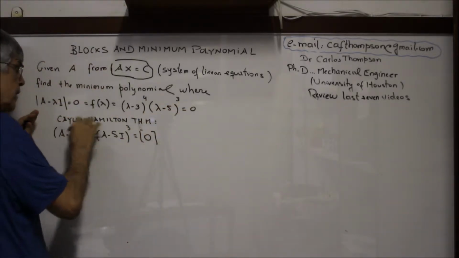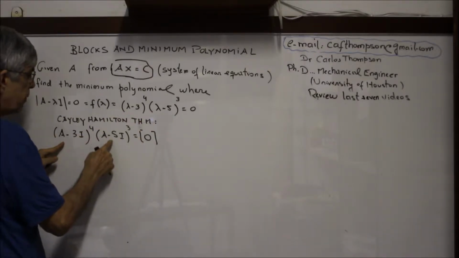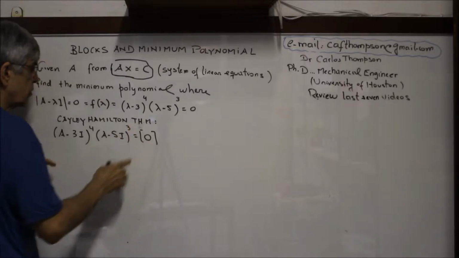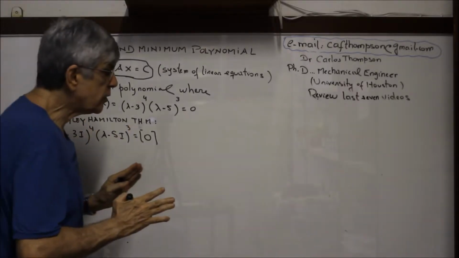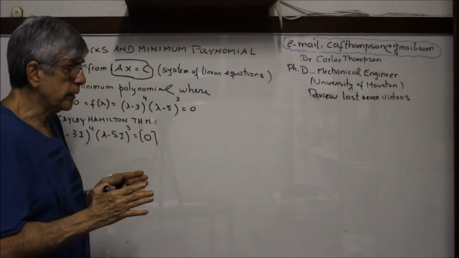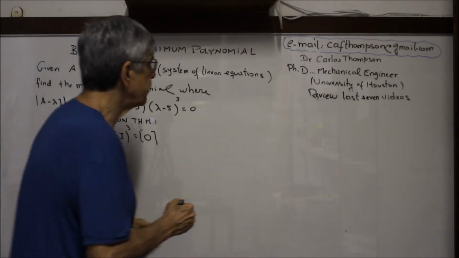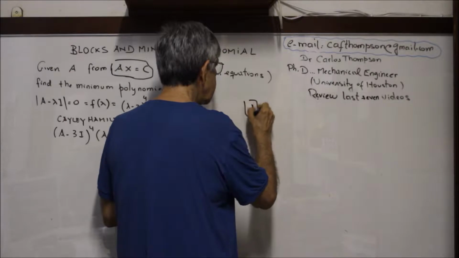Now, we know from the Cayley-Hamilton theorem that (A minus 3I) to the power 4, (A minus 5I) to the power 3 is equal to 0. Okay, let's say, what we are doing? That's very important. So, here I have a matrix A.